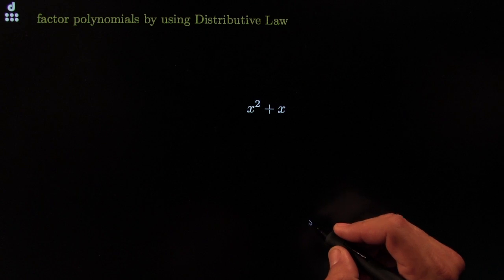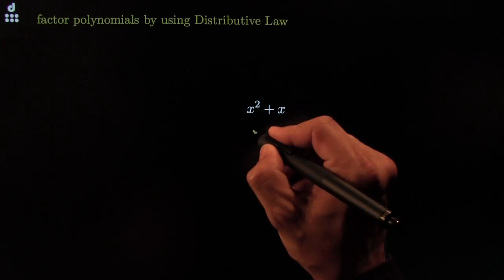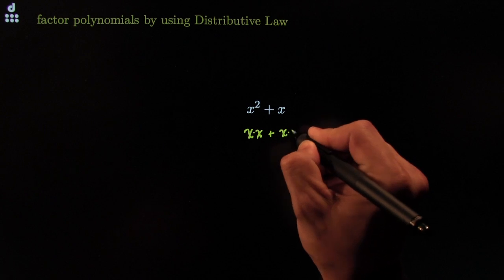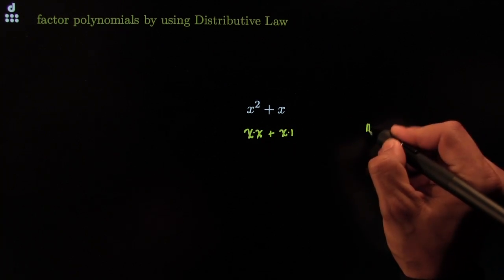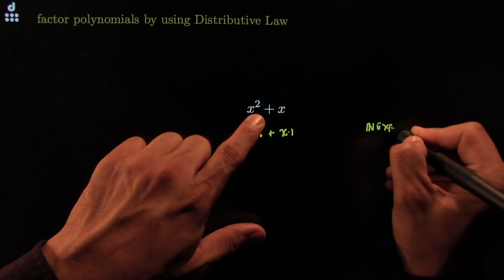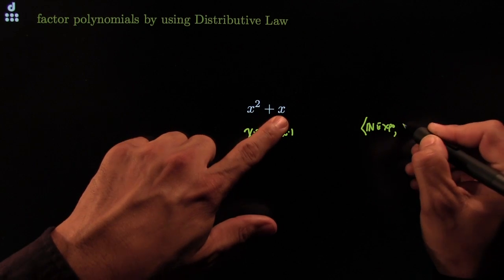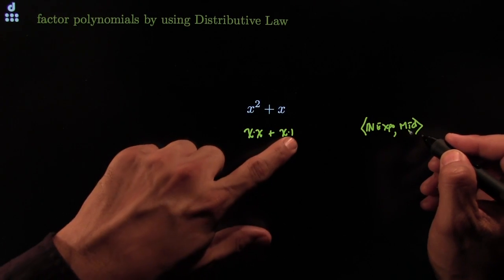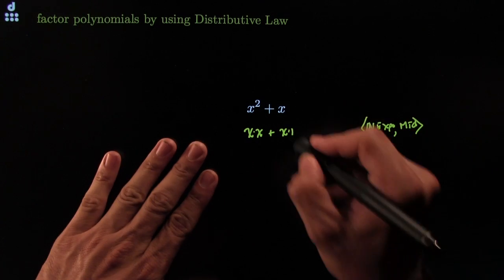So the first one I have x times x. I believe I can write it as x times x, and the other one I can write as x times 1. That's by natural exponents on the first one. And I know this is by multiplicative identity. I can always get a 1 for free.